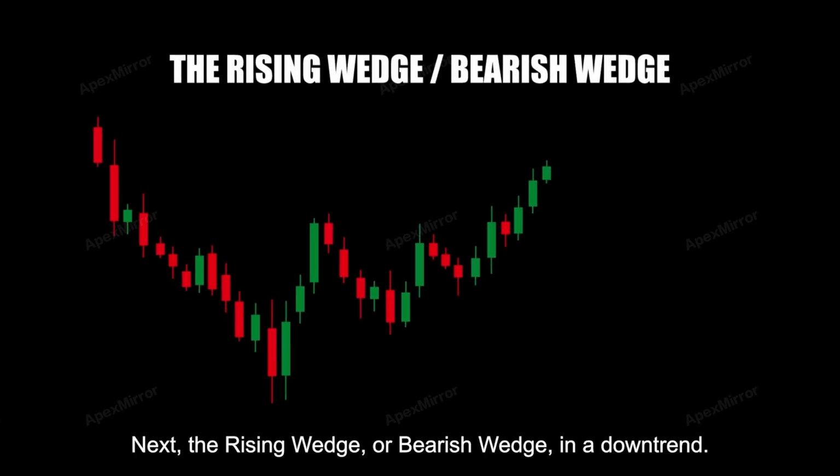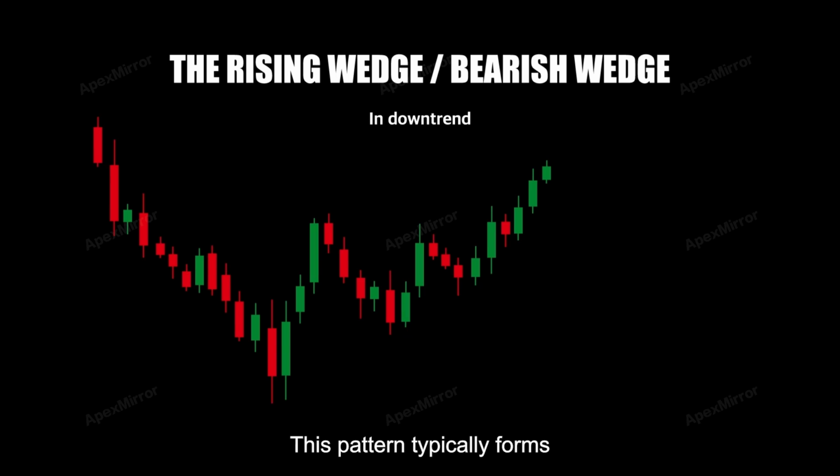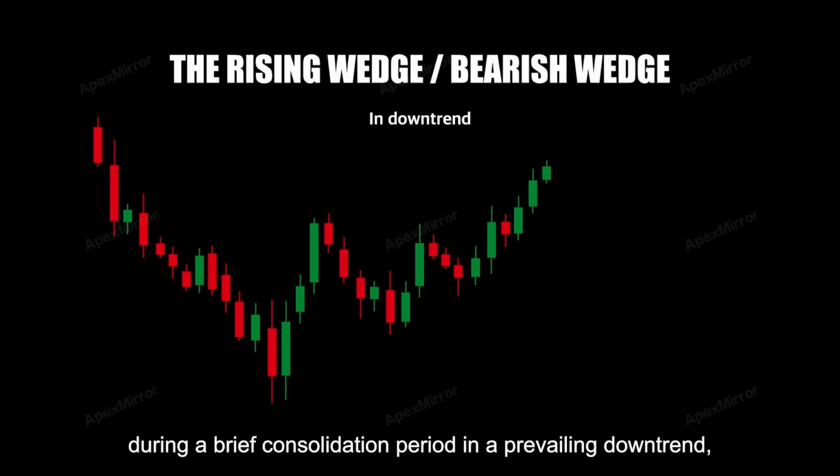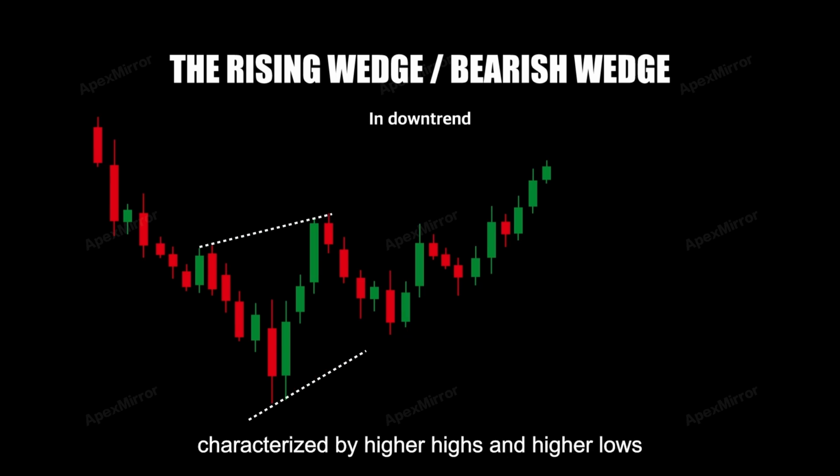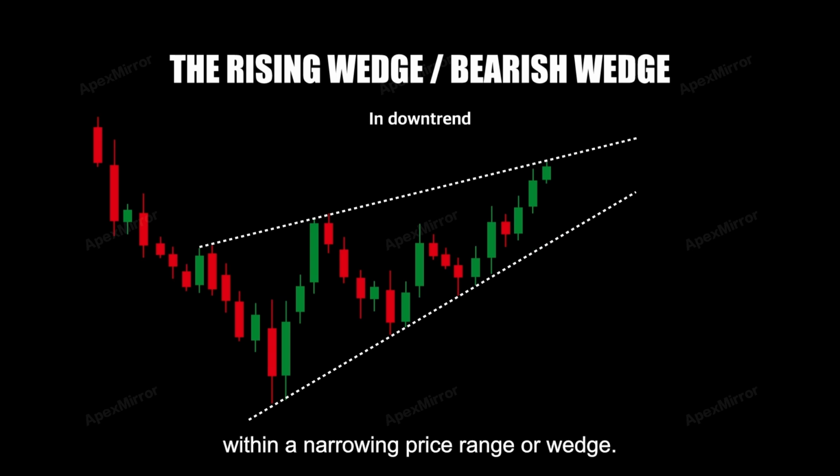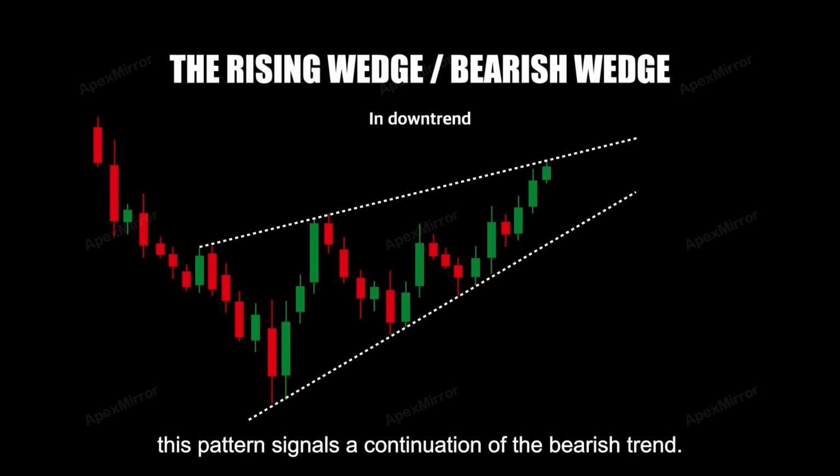Next, the rising wedge, or bearish wedge, in a downtrend. This pattern typically forms during a brief consolidation period in a prevailing downtrend, characterized by higher highs and higher lows within a narrowing price range, or wedge. Despite the temporary upward bias during the formation of the wedge, this pattern signals a continuation of the bearish trend.